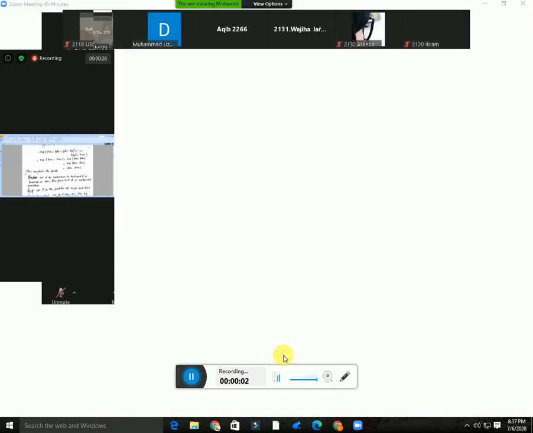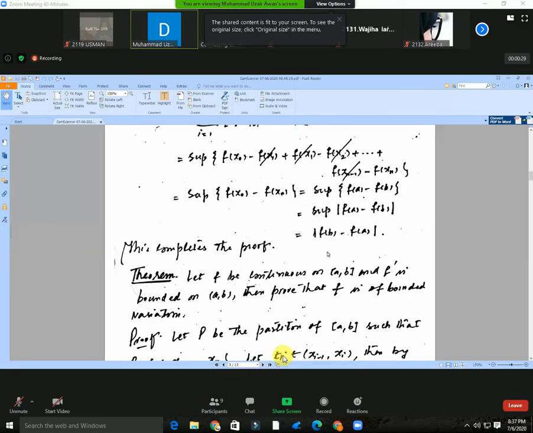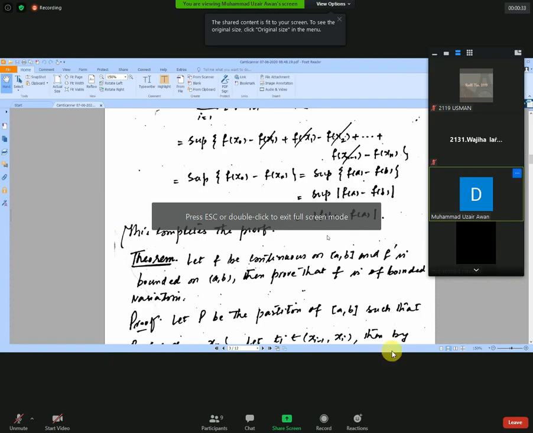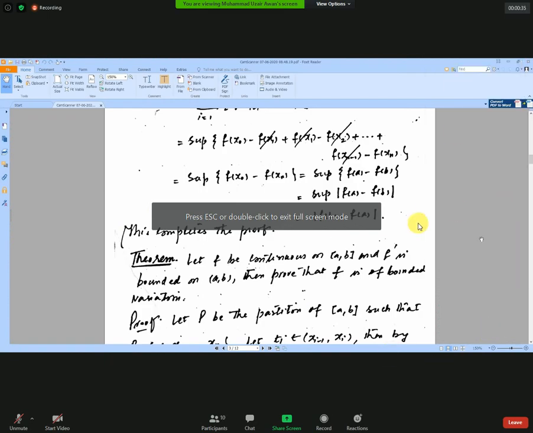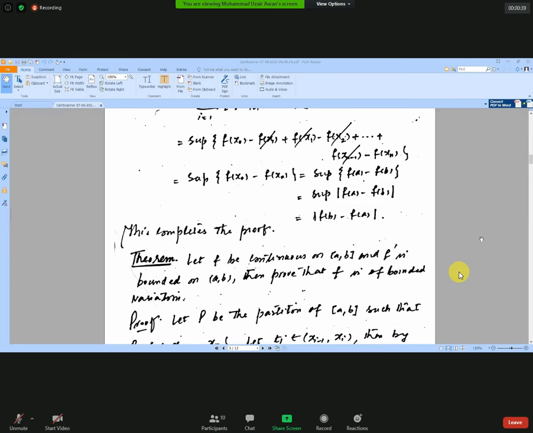f is of bounded variations. ठीक हो गया जी? फंक्शन हमें क्या गिवन है? फंक्शन हमें continuous है on the interval ab and f dash is bounded on the open interval ab, and we have to prove that f is of bounded variations.